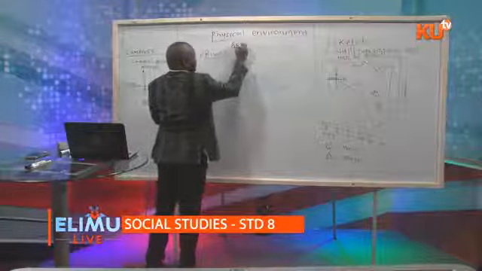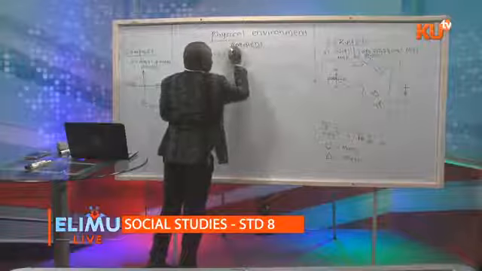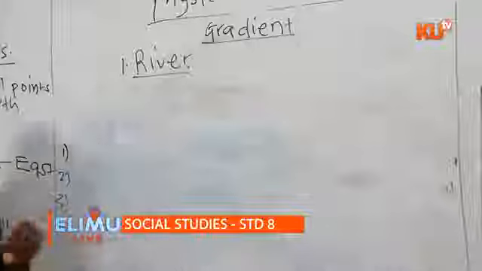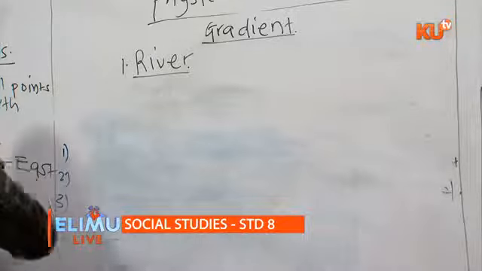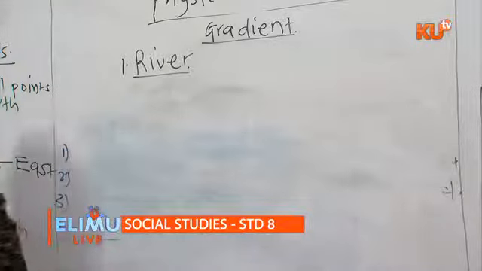The gradient, that is the highness and the lowness of a place, or which place is higher and which place is lower. First, you check the source of the river.